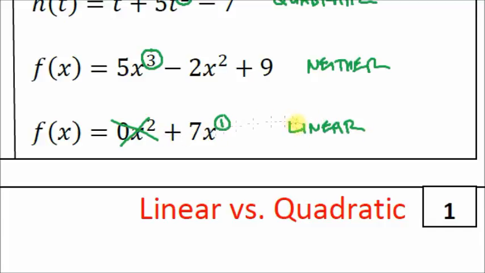But this is going to be a linear function because this term cannot be used. It's always going to be 0. This term is going to have a number. Put an x in there. You'll multiply it by 7. So the highest exponent on a variable in this function is actually 1 because this one doesn't count.